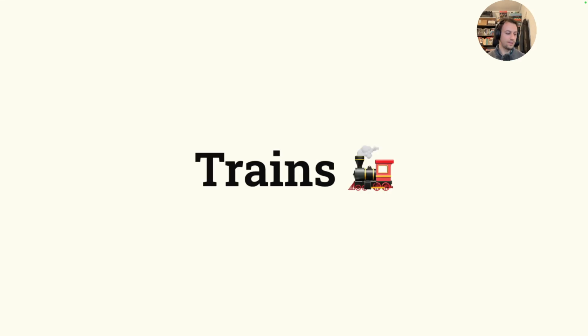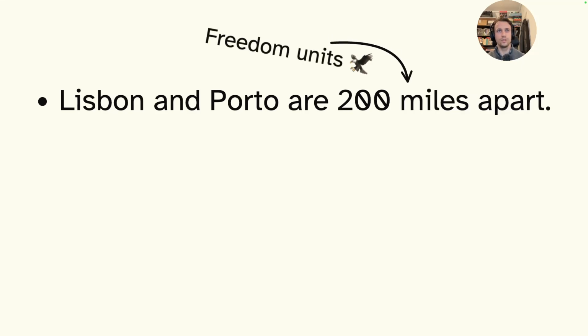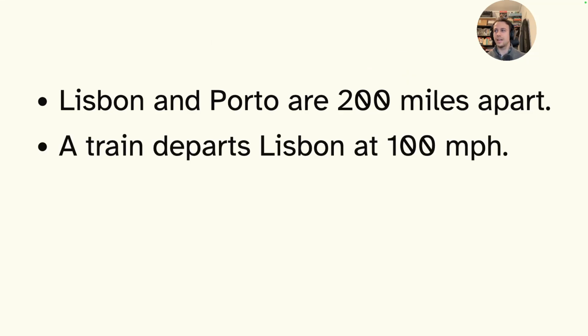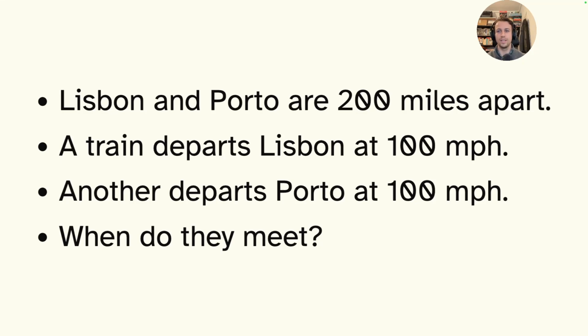I'm in Portugal, in Lisbon, and the second largest city in Portugal is called Porto. Lisbon and Porto are 300 kilometers away, which is roughly 200 miles in freedom units. Let's say that a train departs from Lisbon at a velocity of 100 miles per hour, and another train departs from Porto at 100 miles per hour. Now the question is, after how much time do the 2 trains meet?